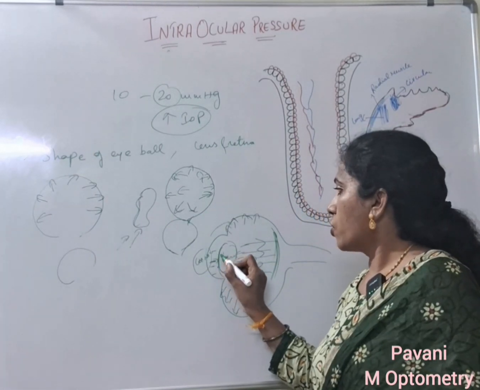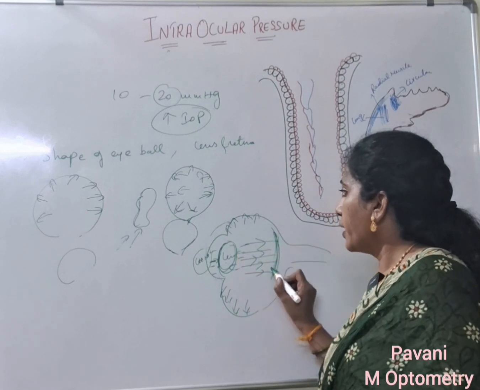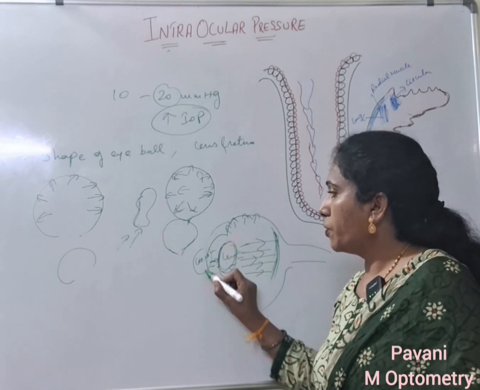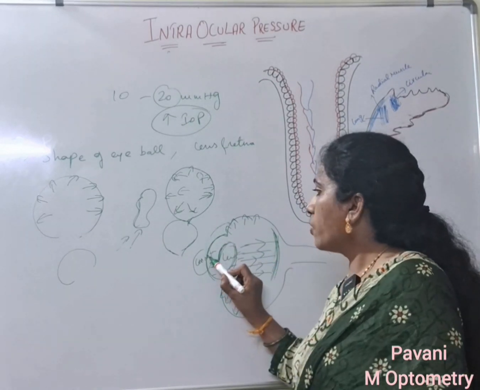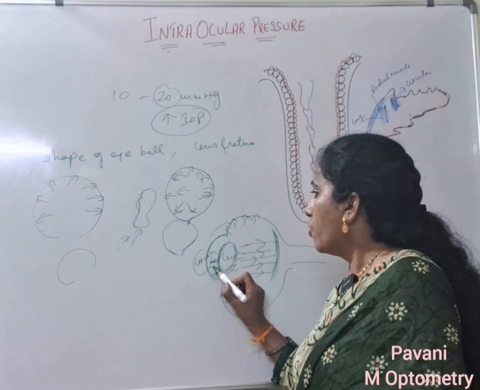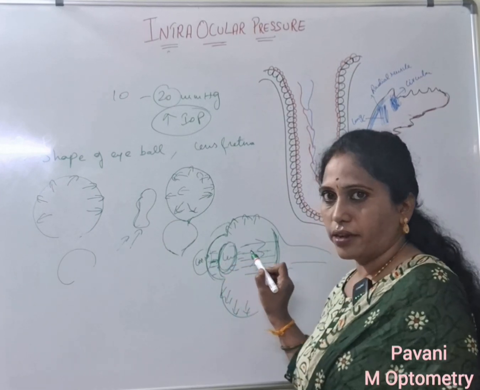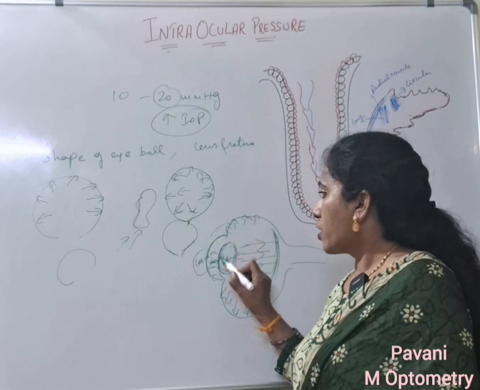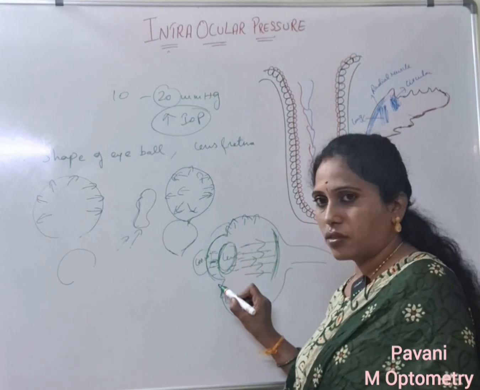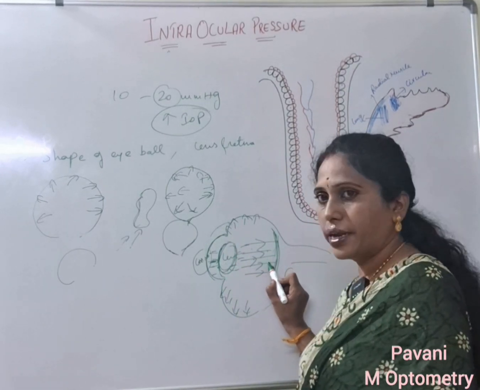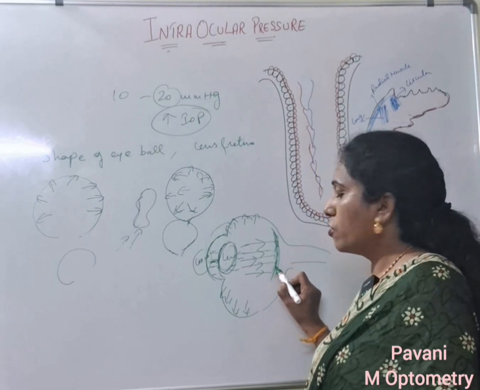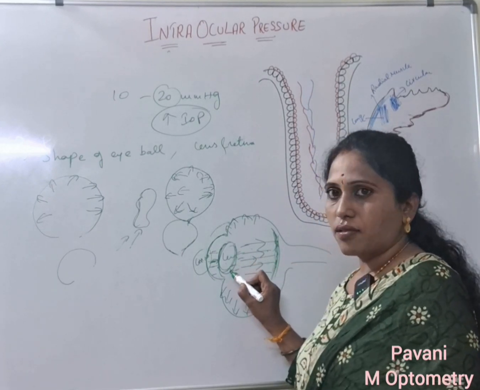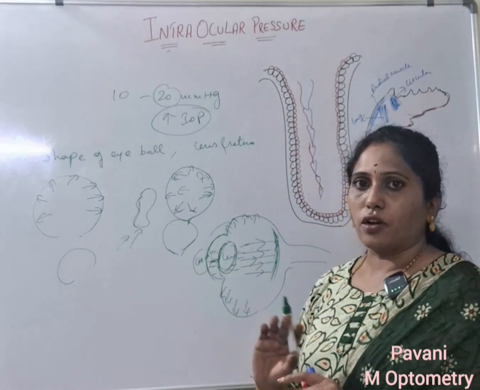Because of this pressure only, the lens, the retina, the cornea, the outward protrusion of the cornea, everything will be in place because of the fluid pressure present inside the eyeball. If there is no fluid, what happens? The structures will collapse. The eyeball loses its shape, at the same time the retina may get detached or may get some folds on it. The lens will get dislocated.